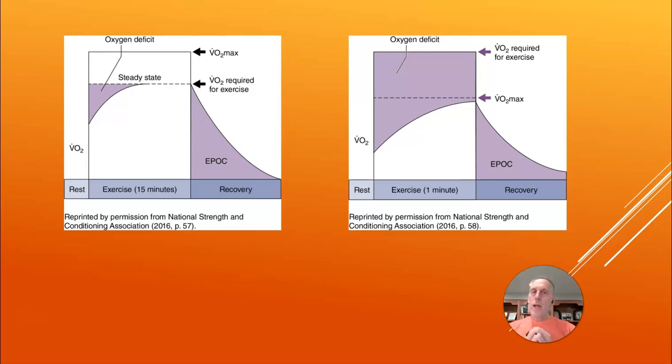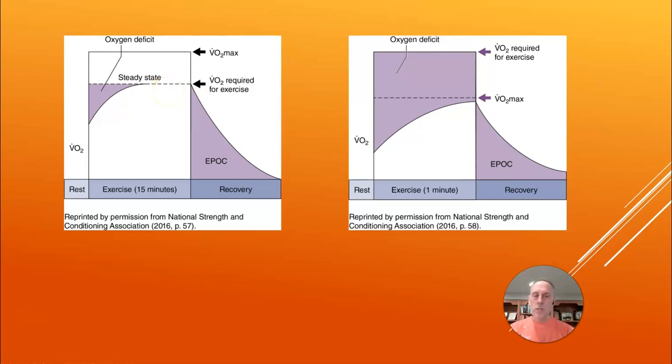Now, what happens though when we have high intensity exercise? We have the same oxygen deficit curve mentality and same concept, but because it's a higher intensity exercise, that deficit is much greater. As a matter of fact, if you look at this, the dotted line here is the person's VO2 max, where over here the dotted line is the VO2 required for the exercise.